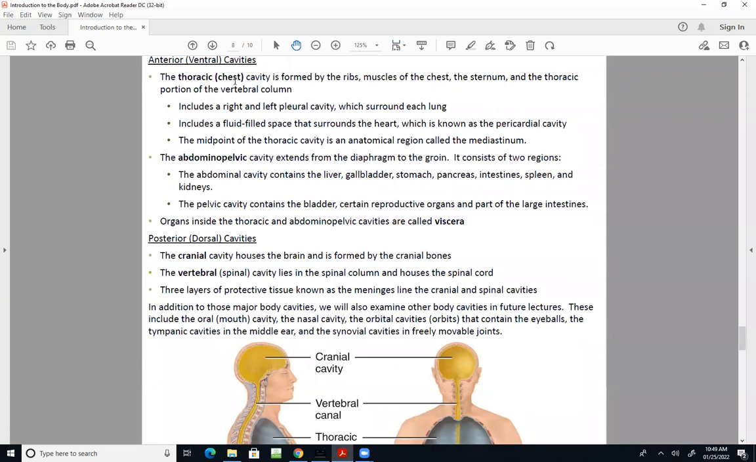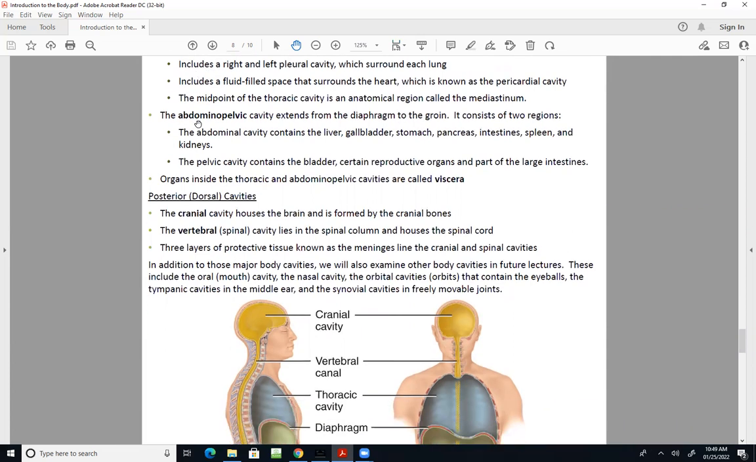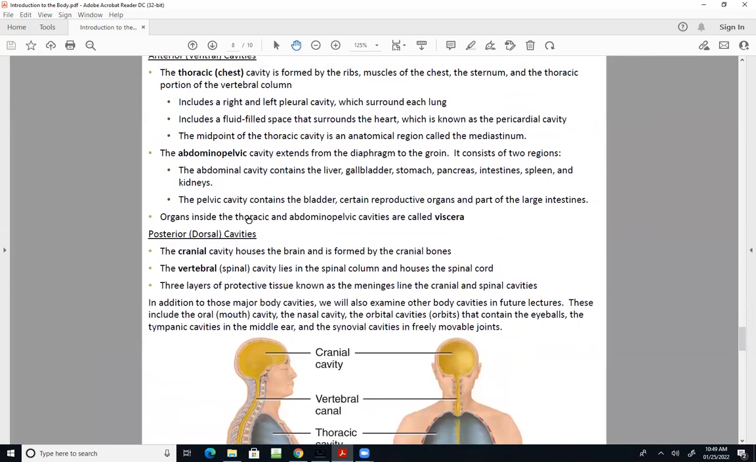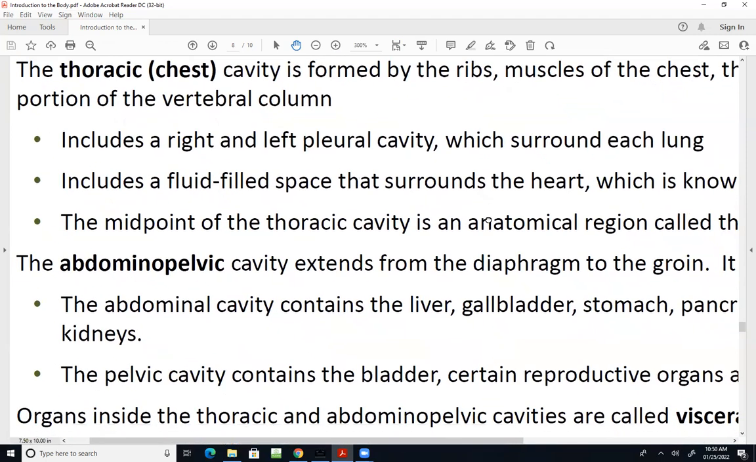Thoracic also goes by chest cavity. It's formed by the ribs, the muscles of the chest, the sternum, and the thoracic portion of our vertebral column. And this is where you're going to find your heart and your lungs, along with some other organs, shown here in blue on our two figures. Actually, you can take your thoracic cavity and break it down into a few smaller cavities because of some membranes, which we'll talk about. We're not going to get to that today, but on the next slide, we'll talk about these membranes that surround some of the organs.